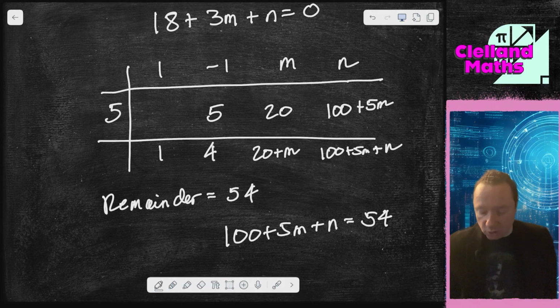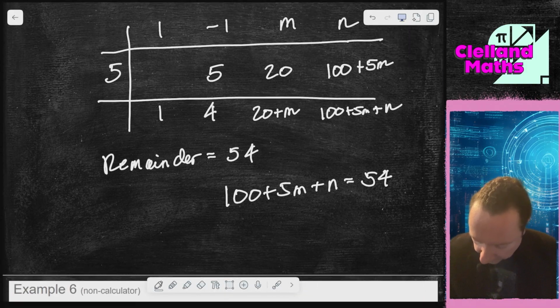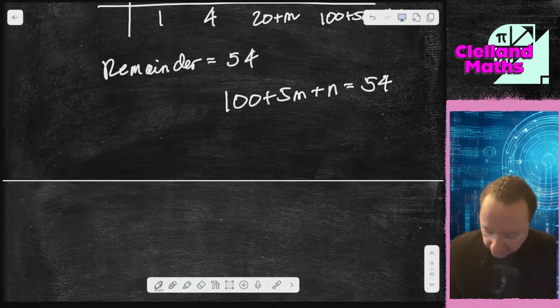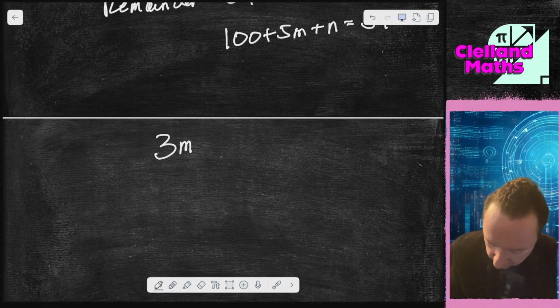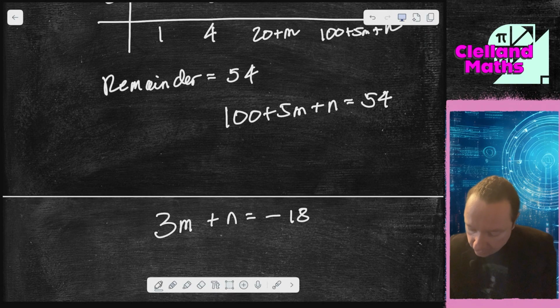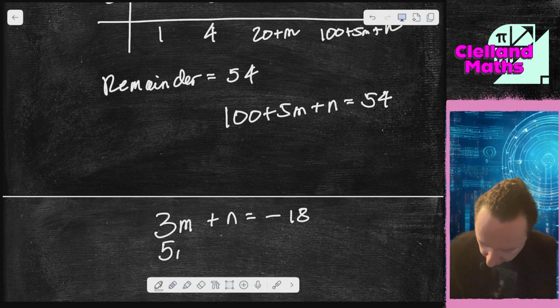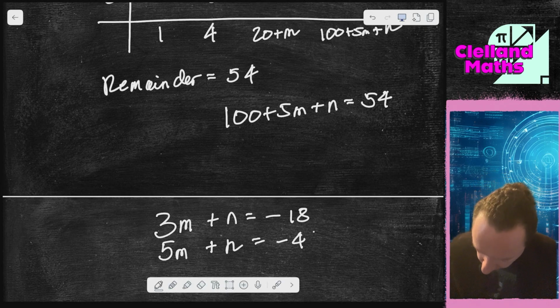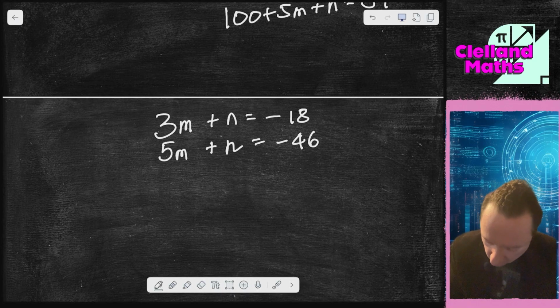We've got simultaneous equations, so we can solve them. Let's tidy them up. Our first one is 18 plus 3m plus n, so I might as well say 3m plus n is minus 18. And the second one, we've got 5m plus n, I'll just leave that on the left. 54 take away 100. Well, that's 64, 74, 84, 94, which makes 46. So it's minus 46. I'll call that 1 and 2.